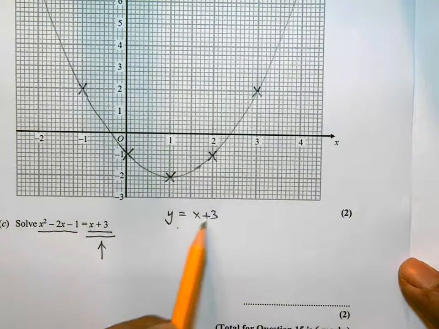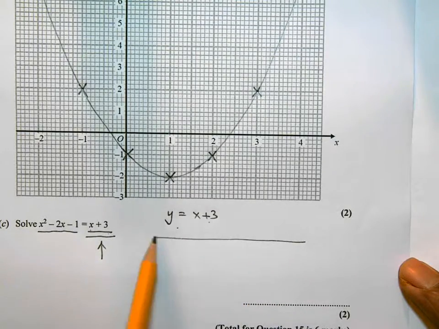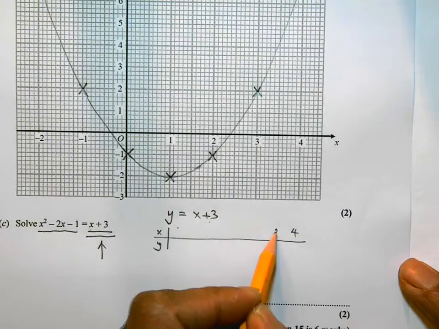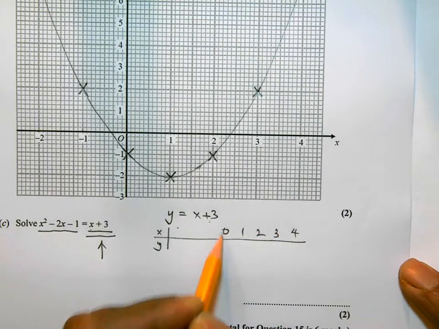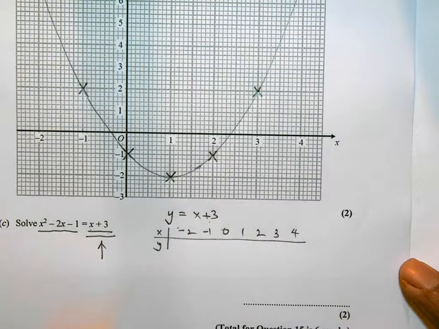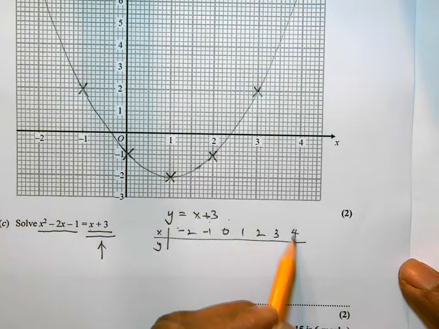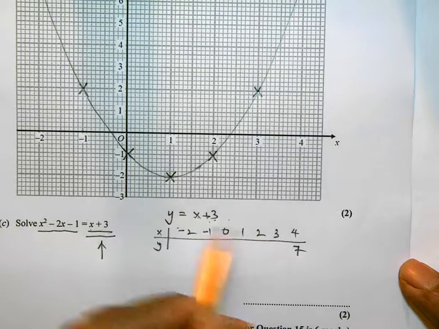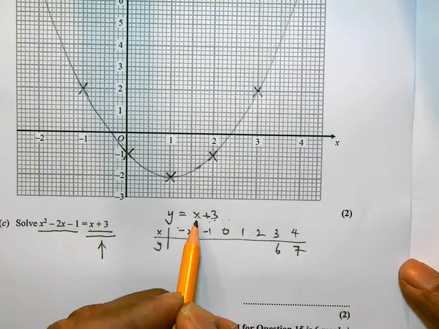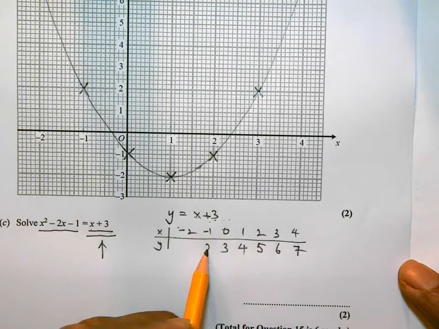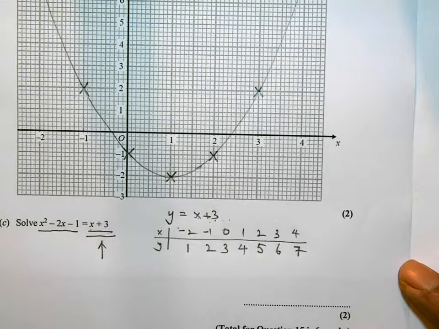I have my x values, my y values. From my graph, I have these numbers. They go 4, 3, 2, 1, 0, minus 1, minus 2. And this is the line that I'm going to draw, x plus 3. So all of these values, whatever x is, I'm going to add 3. So that's going to be 4 add 3 is 7, 3 add 3 is 6, 2 add 3 is 5. This is going to be 4, 3, 2, and 1. I'm going to go ahead and plot these values on my graph.